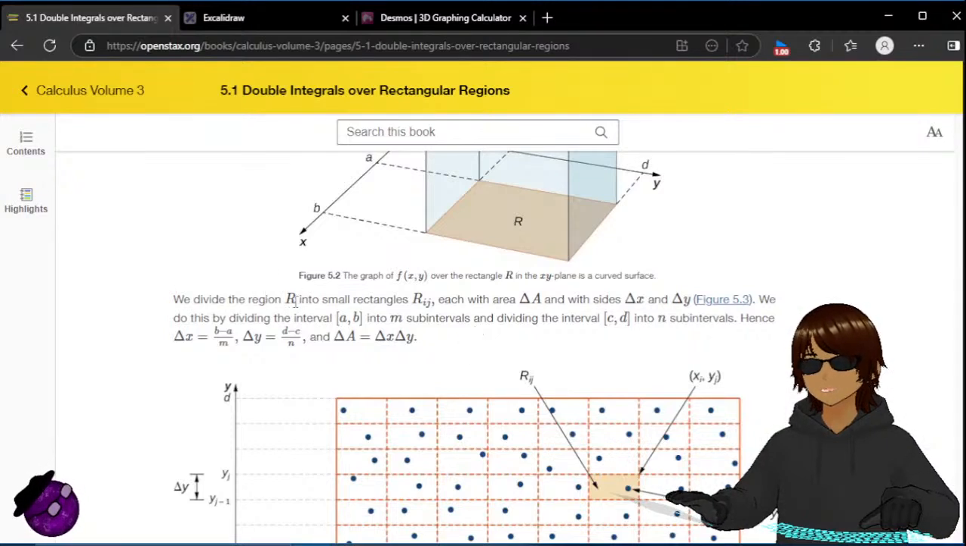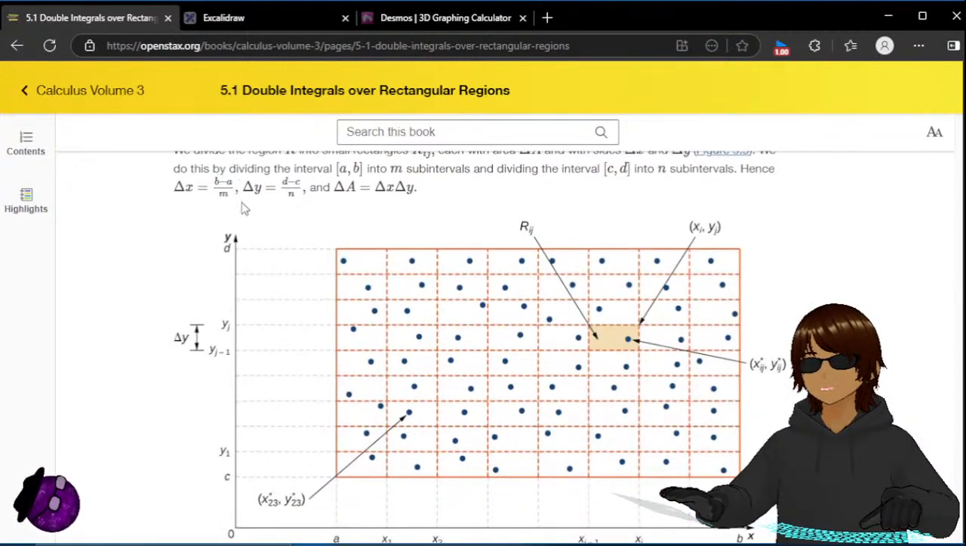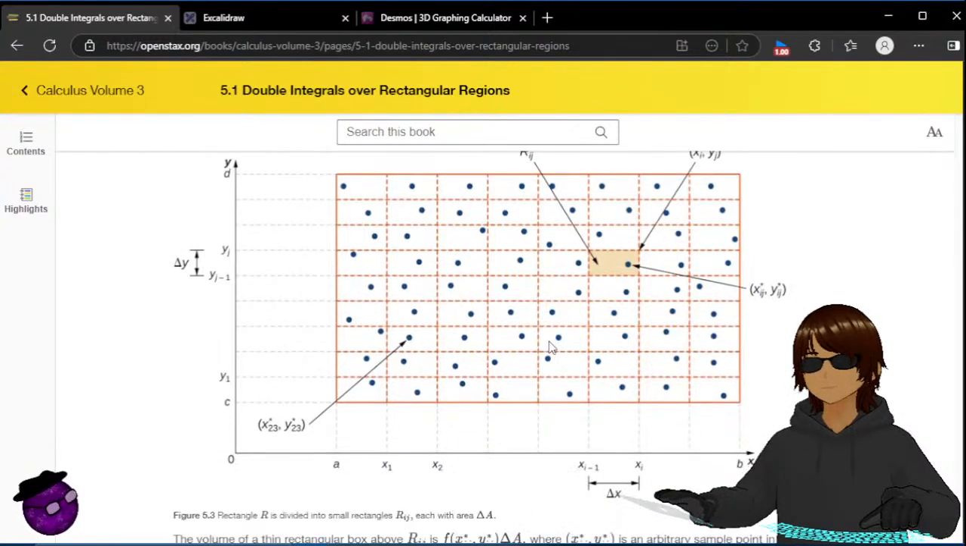We divide the region R into small rectangles Rij, each with area ΔA and with sides Δx and Δy. We do this by dividing the interval [a, b] into m subintervals and the interval [c, d] into n subintervals. Hence Δx is (b − a)/m, Δy is (d − c)/n, and then ΔA is Δx times Δy. So the area of the small rectangles is ΔA.